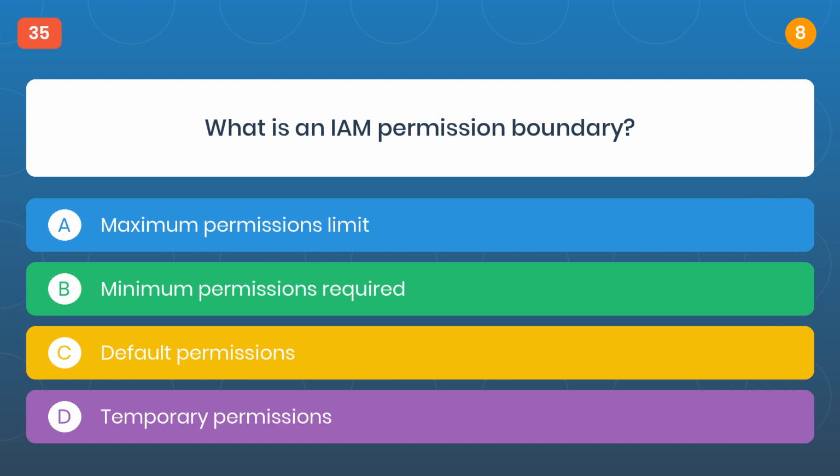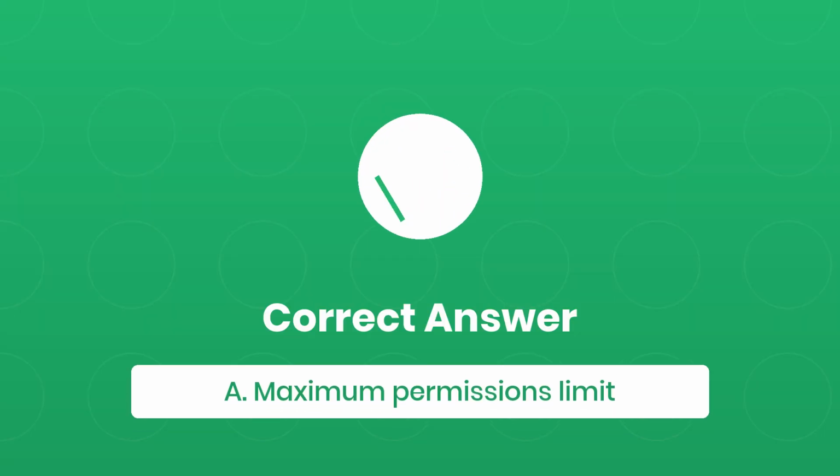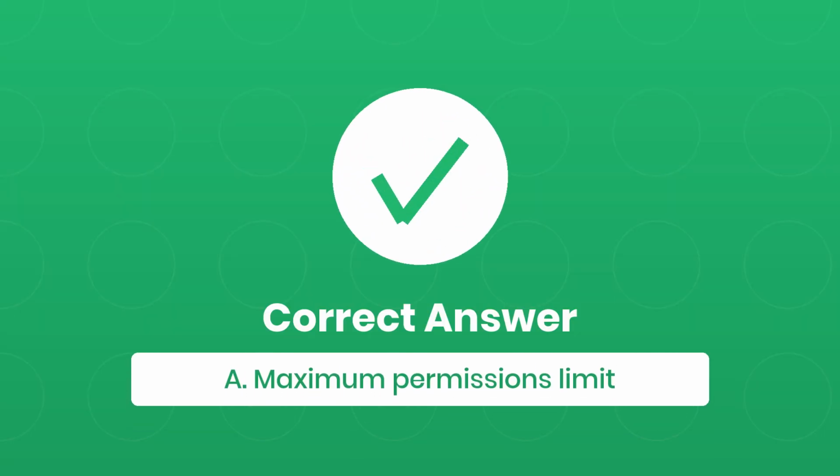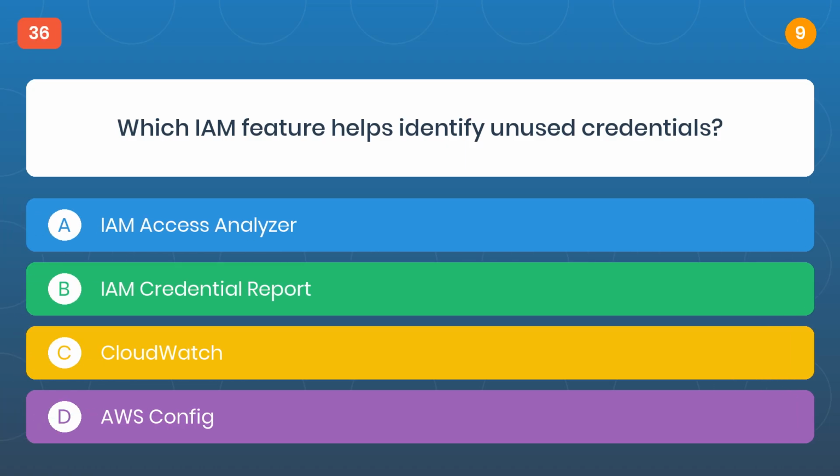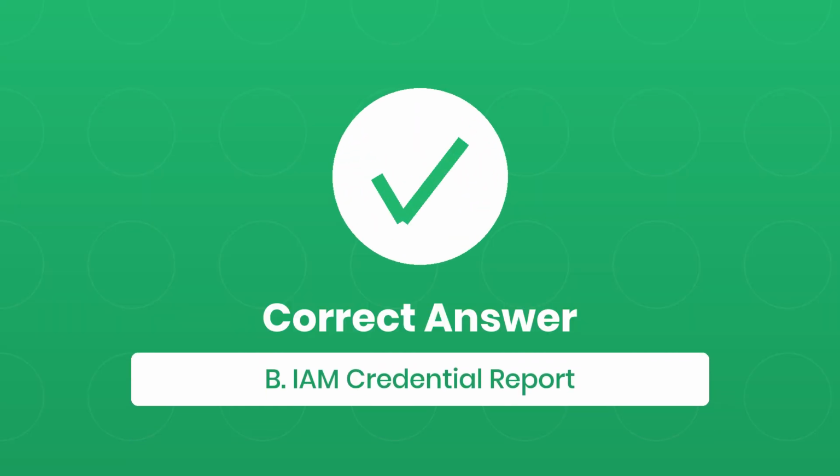Question 35. What is an IAM permission boundary? The correct answer is A, maximum permissions limit. Question 36. Which IAM feature helps identify unused credentials? The correct answer is B, IAM Credential Report.